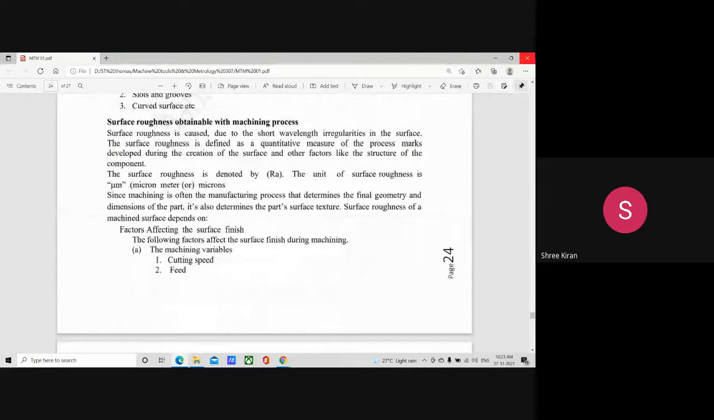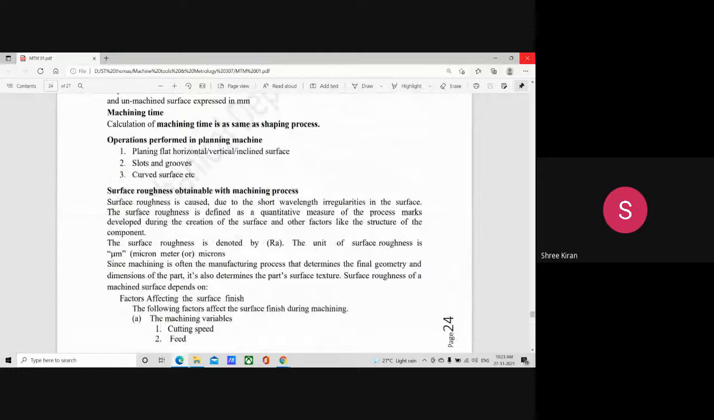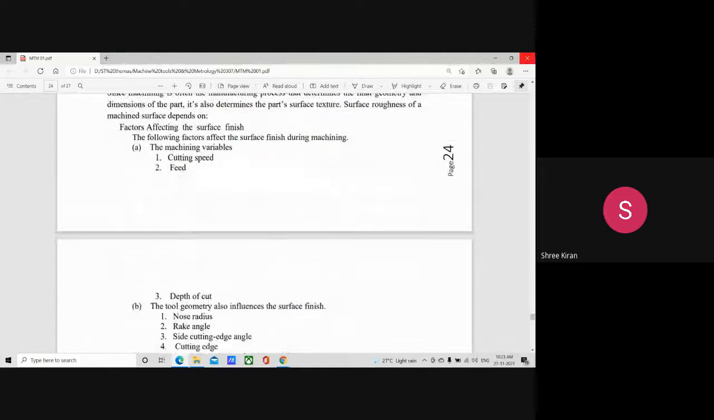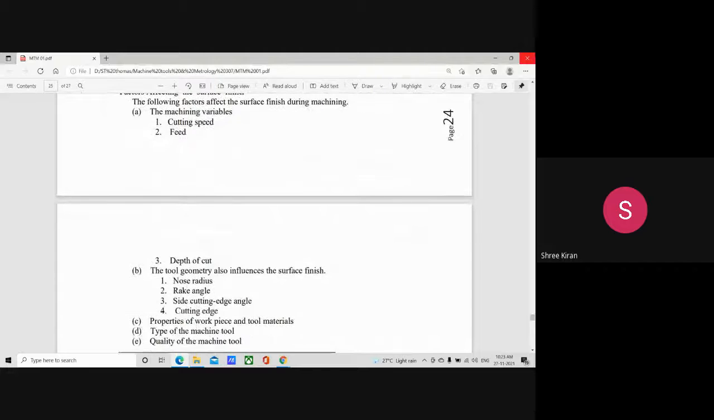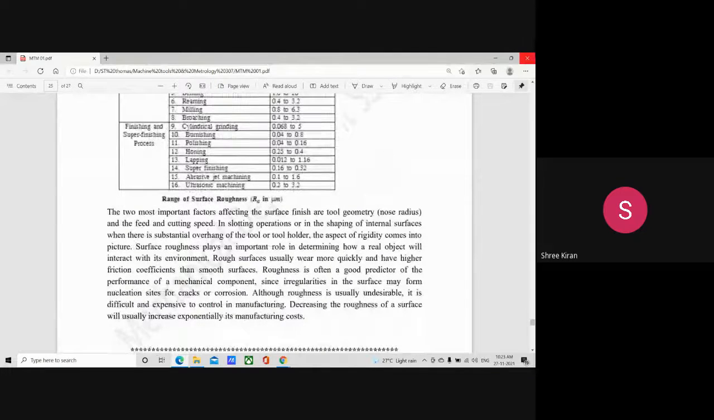These are the factors mainly which come under the surface roughness obtainable in various machining processes, mainly planing, shaping, and slotting. All of these are almost similar, but only in the case of slotting machines and the shaping of internal surfaces, the substantial overhang of the tool or the tool holder and the aspect of rigidity come into the picture.